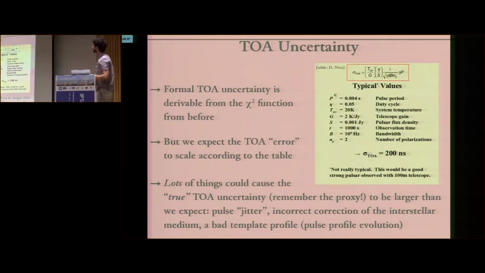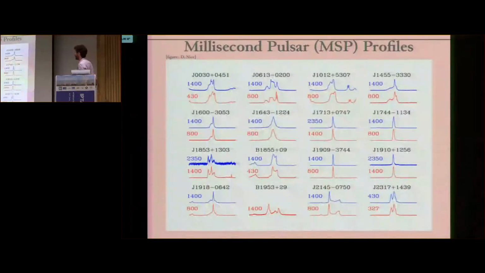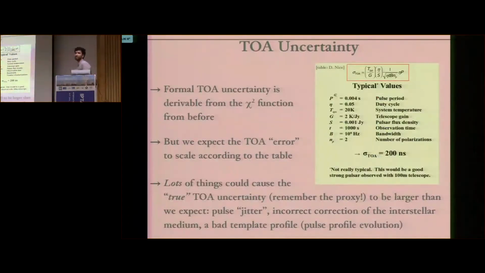A typical pulsar flux density is about a millijansky. You might observe for 20 minutes or so. You might observe in hundreds of megahertz of bandwidth, and you might sum both of your polarizations. And if you did that, you get a 200 nanosecond TOA that would be great for pulsar timing experiments. This is not really typical, but in lots of our bright pulsars, we get this at the GBT telescope.